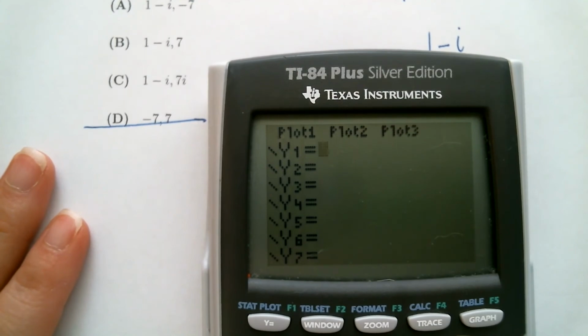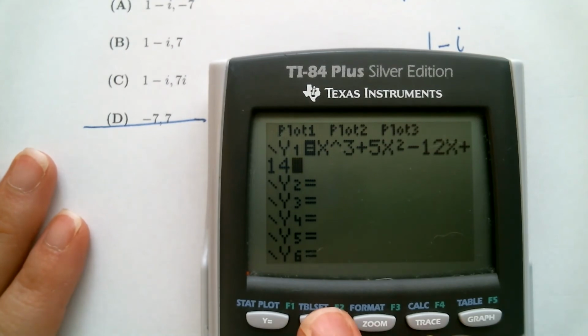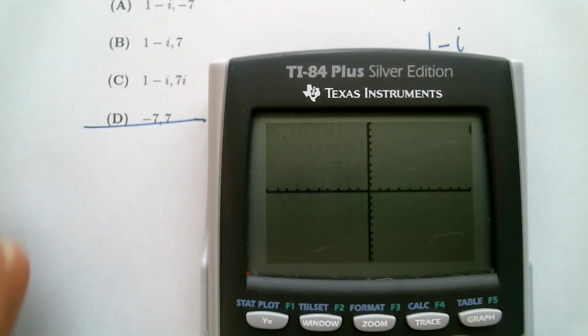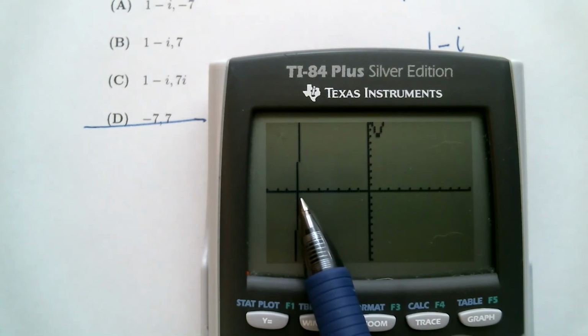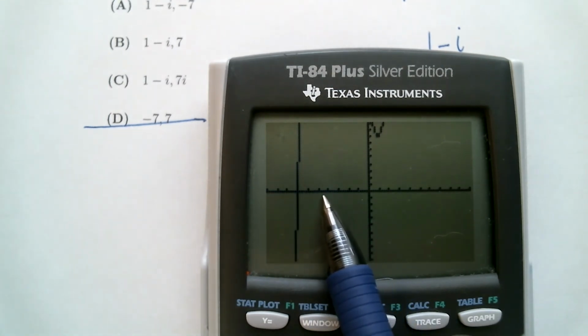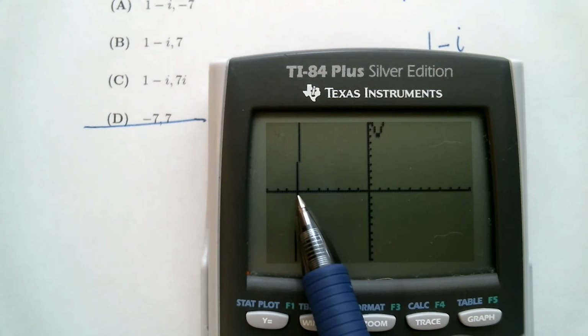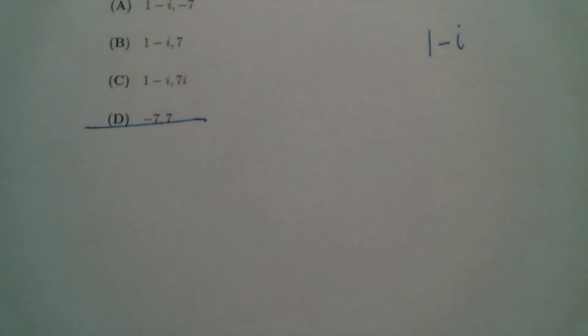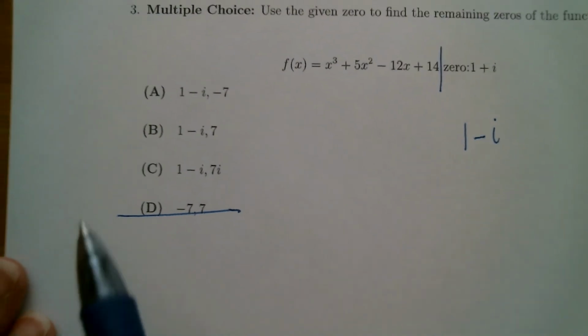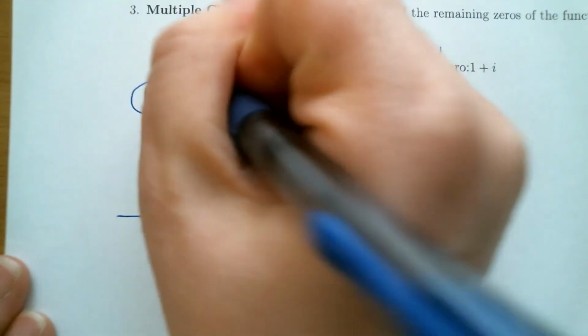The function is x cubed plus 5x squared minus 12x plus 14. Use that negative 10 to 10 window that I always show you. And there you go. Remember, we set the scale equal to 1 in both directions, so every tick mark is 1 unit. Here is the other physical x-intercept right here. It's at -1, -2, -3, -4, -5, -6, -7. So it looks like the other 0 is at -7. So this is going to be the correct answer.